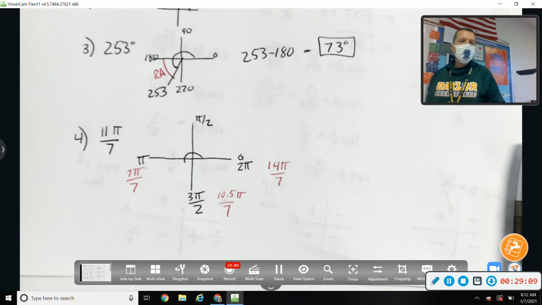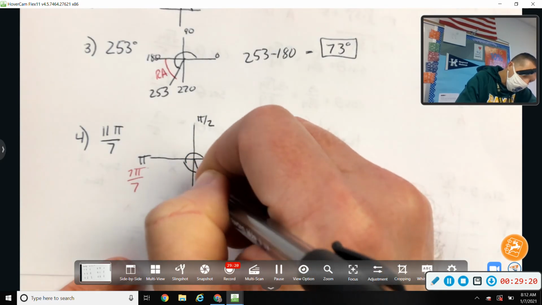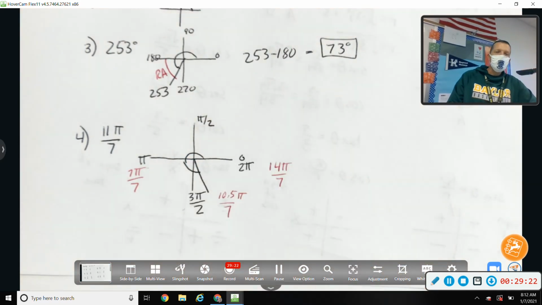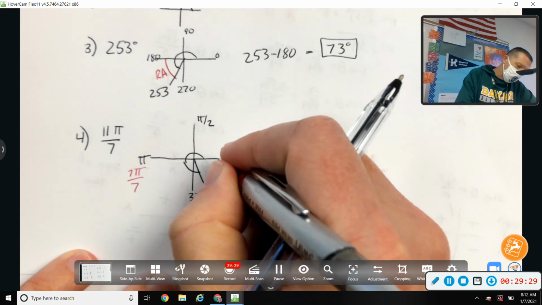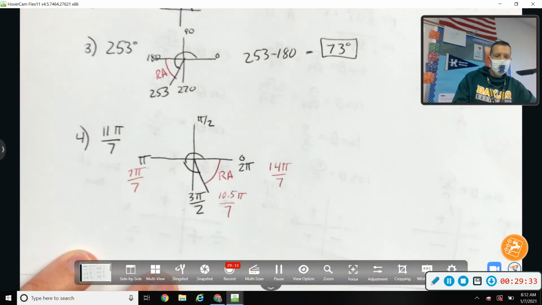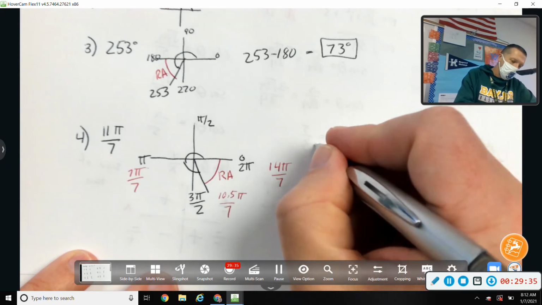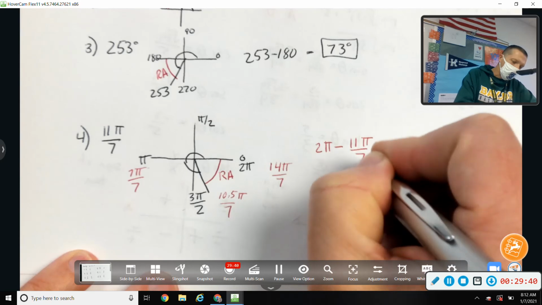So now what quadrant do we think it's in? 1, 2, 3, or 4? Now it's in 4. It goes past 3 pi over 2 just a little bit into the fourth quadrant. So what we want is to get back to the x-axis. So that would be 2 pi minus 11 pi over 7.